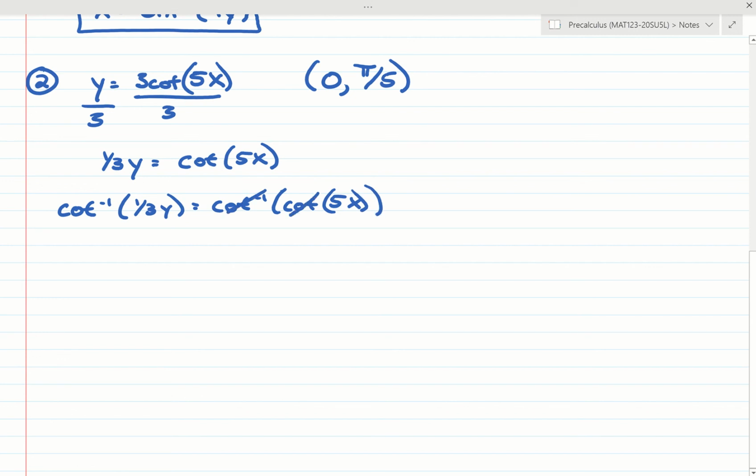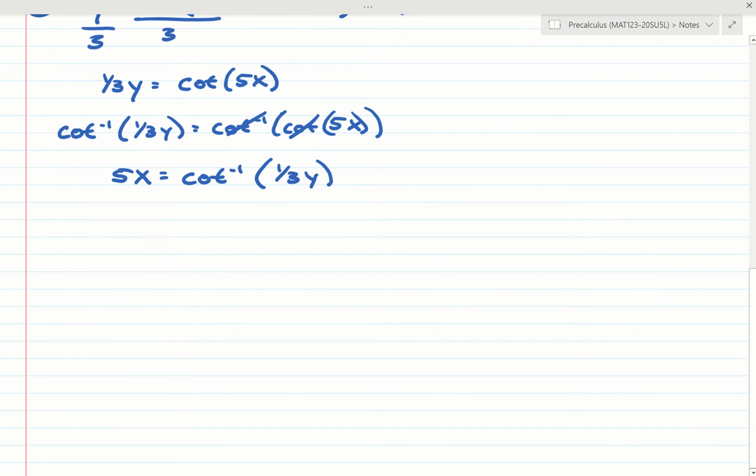That would cancel out with cotangent, and you would just get 5x is equal to the inverse cotangent of 1/3 y. And then we could divide both sides by 5 or multiply by 1/5. And you would get 1/5 times the inverse cotangent of 1/3 y. I'll show you the work here. And that would be our answer.